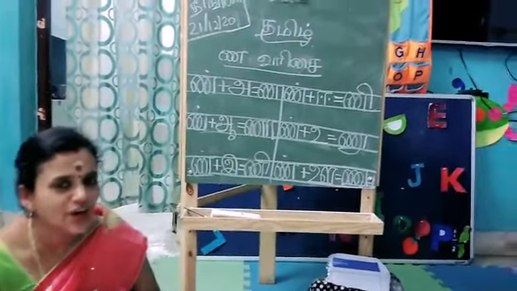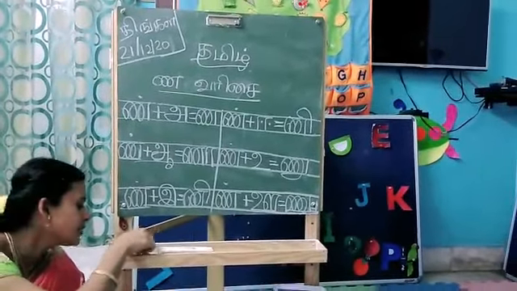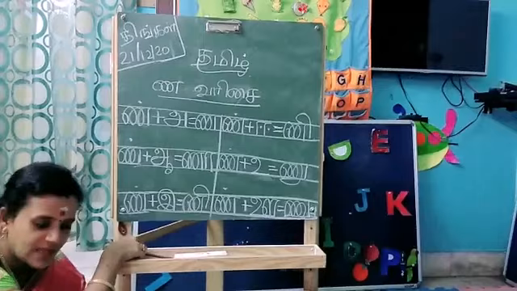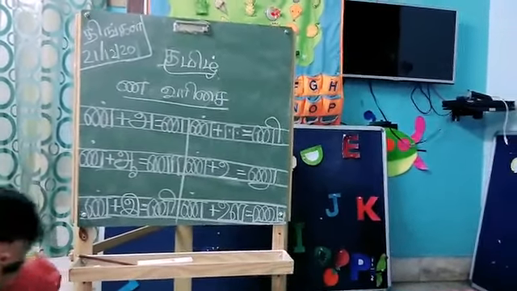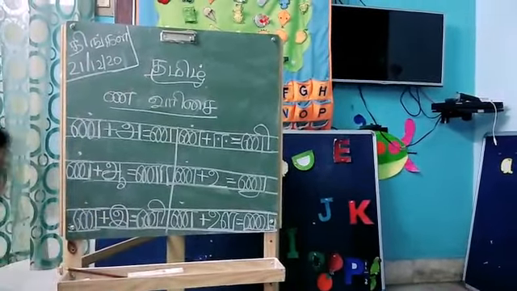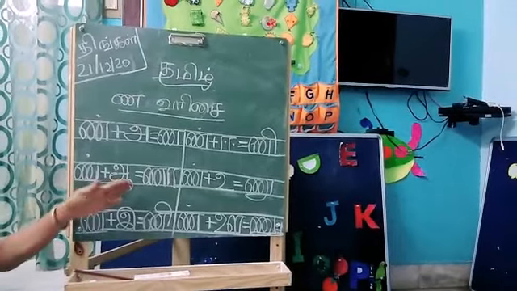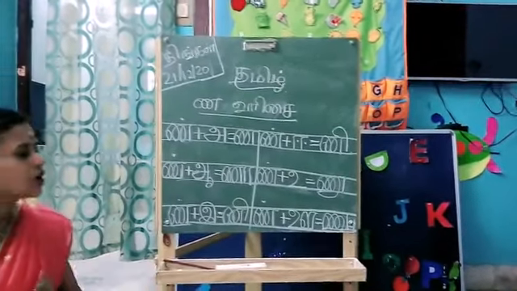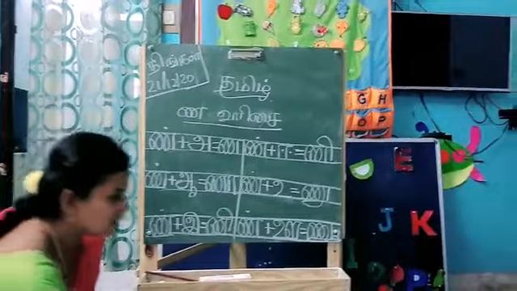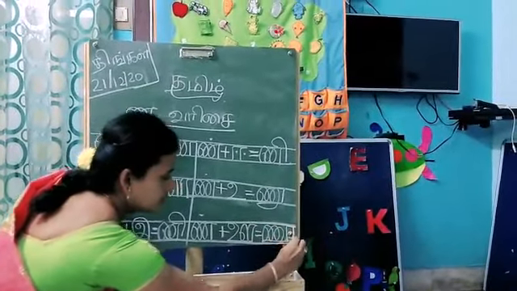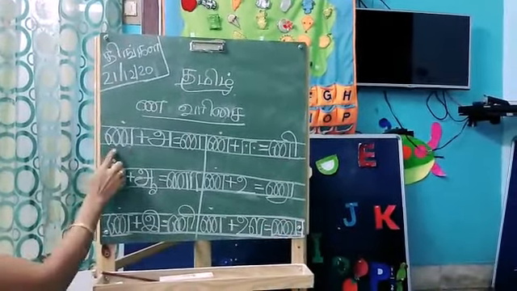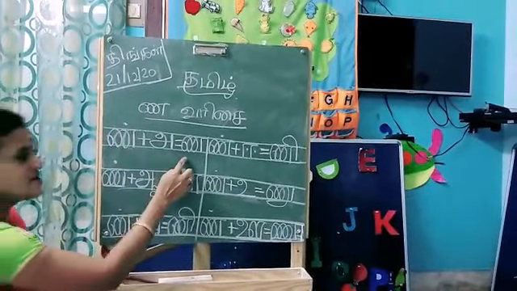Okay kids, can you understand? Yes. Come on, let's move on to the written part. In the written part, we are writing the na varisai. See, first six varisai only, you should concentrate. See? En plus a, na.